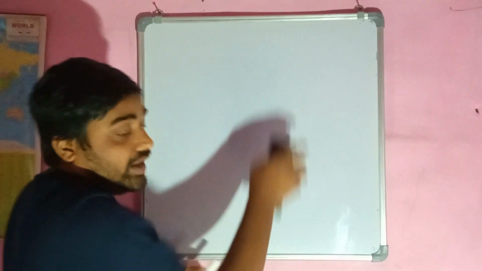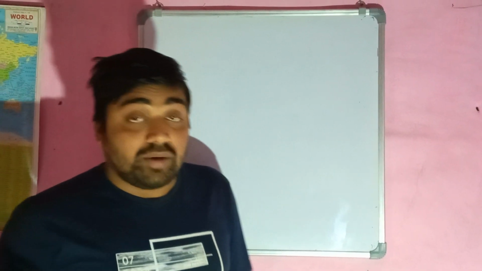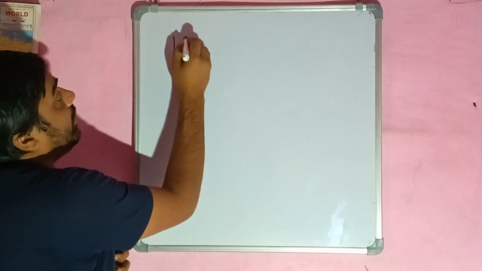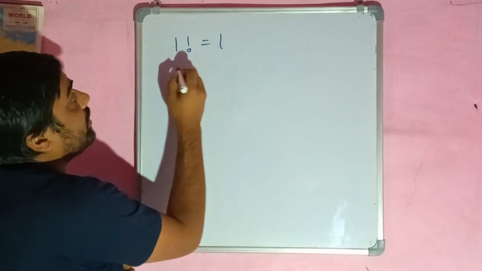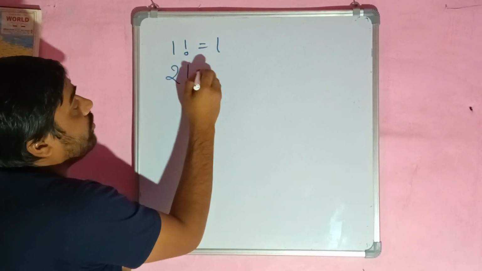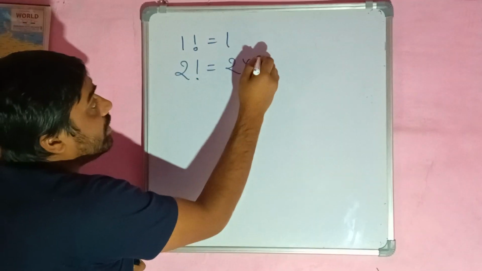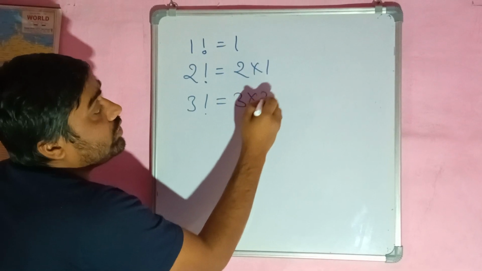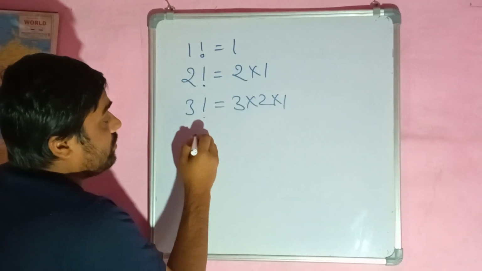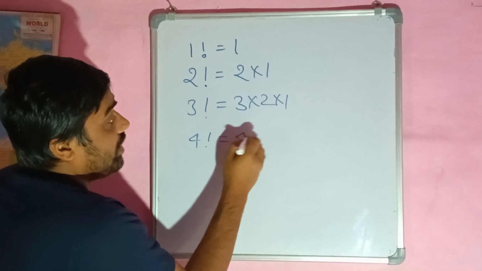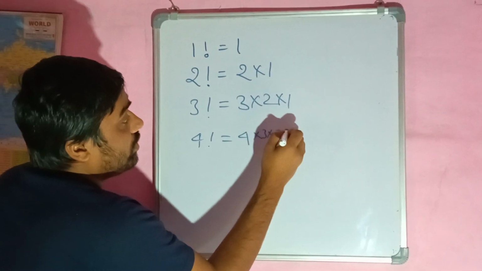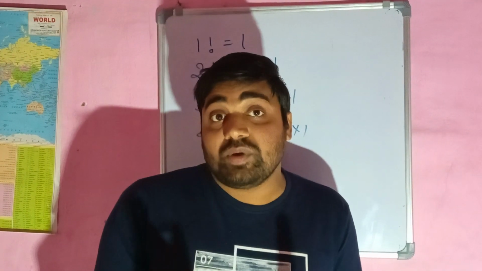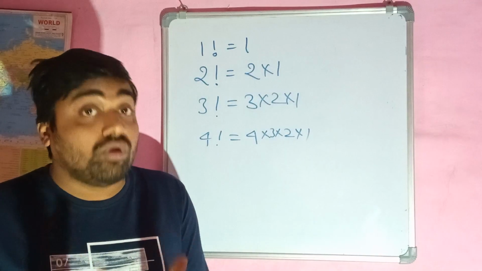One more thing I would like to say. I think you people have knowledge of factorial. If I ask you to write 1 factorial, its value is 1. If I ask for the value of 2 factorial, then simply you write 2 into 1. For 3 factorial, you write 3 into 2 into 1. And for 4 factorial, you write 4 into 3 into 2 into 1.